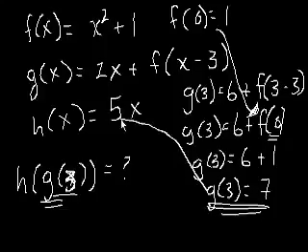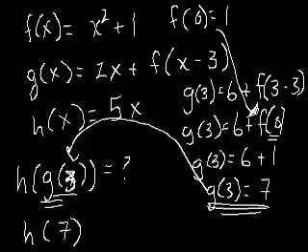And now we know what g of 3 is equal to. We can substitute that back here. So that's the same thing. We know g of 3 is equal to 7, so that's the same thing as h of 7. And h of 7 is just equal to 5 times 7. It equals 35.